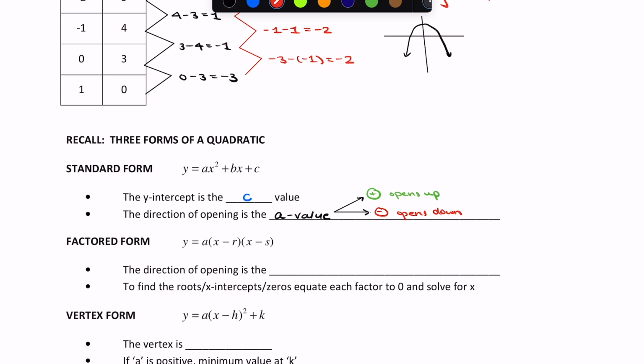And something to note here is that for all three forms of the quadratic, the a value stays the same. So even if you're converting from standard form to factored form, factored to vertex, and so on, the a value stays the same in all three forms.